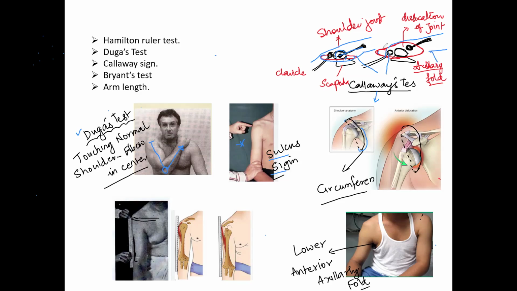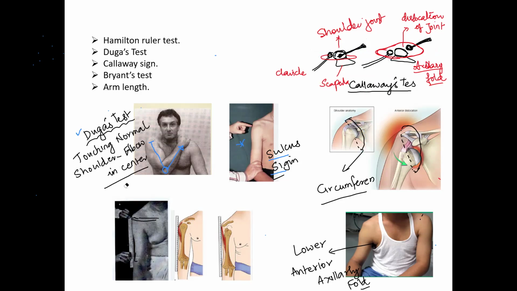So whatever you are measuring, it will measure all the three components, glenoid, head, and acromion, separately. So this is called Calvé's test. There is an increase in the circumference of the shoulder joint.